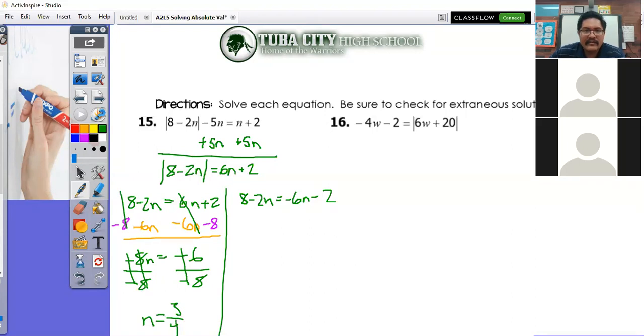And again, when you have some of these with fractions, just use a calculator. That would be 0.75. And if you were to put 0.75 into both of those and work it out, it would work out on both of them. But in this case here, let's see what we can do with this one. I'm going to go ahead and add 6n to both sides.